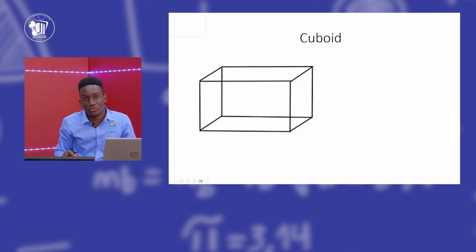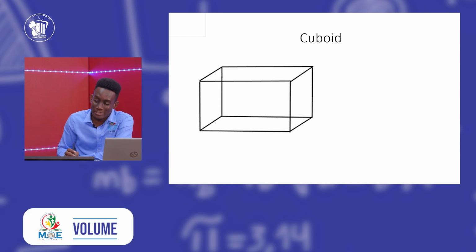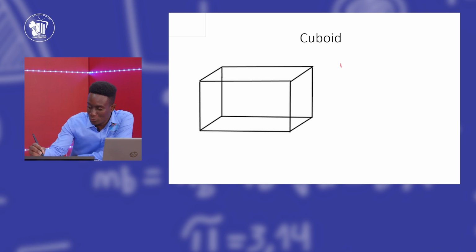The next shape that we want to calculate the volume of is a cuboid. Now the cuboid is a 3D extension of the rectangle. So to find the volume of a cuboid, instead of finding length times width, we will add one thing to that: length times width times height. So volume would be the length multiplied by the width multiplied by the height.